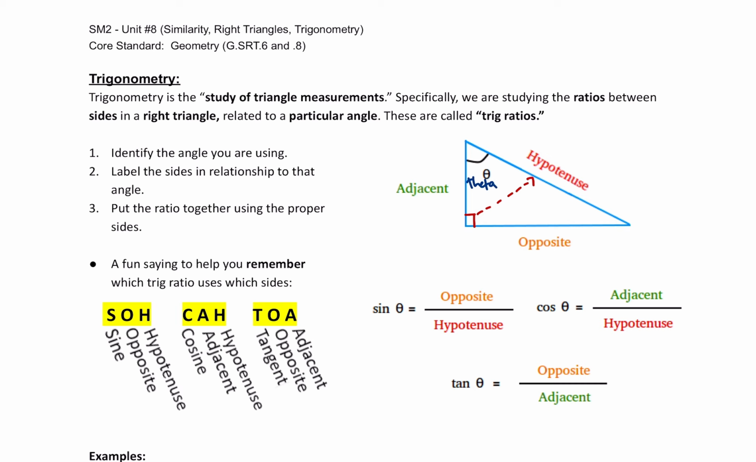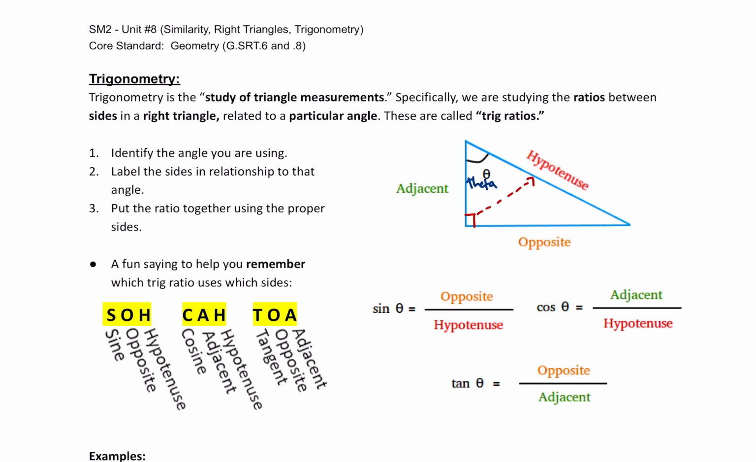So there's 3 trig functions that were talked about in the objective. Those are sine, cosine, and tangent. Okay? So sine is always opposite over hypotenuse. Cosine is adjacent over hypotenuse. And tangent is opposite over adjacent.